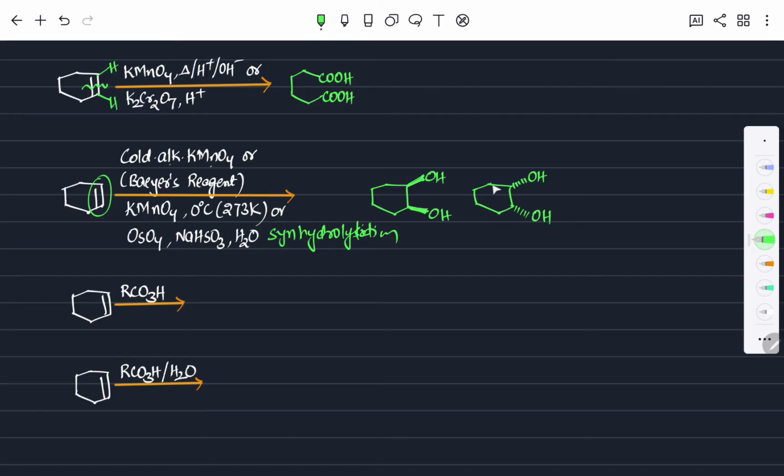If you rotate the molecule about this axis, we get the first compound. Therefore, both are the same. It is also a meso type of compound.